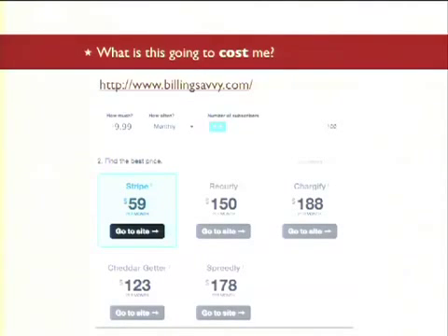I also found this interesting website, billingsavvy.com, which you can go to, and basically it uses some of the more well-known and popular subscription billing services. You plug in how much you're going to charge a month, or at what interval, and the number of subscribers that you have, and it gives you a chart that says this is what the cost is going to be.